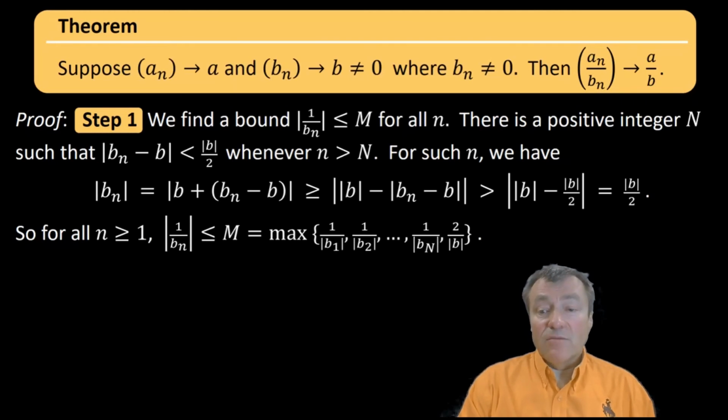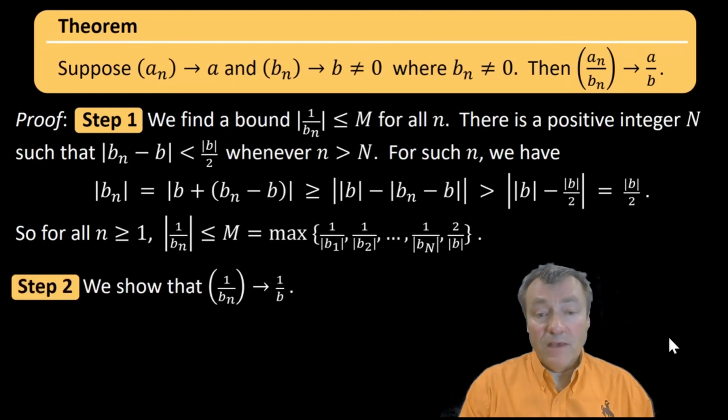That gives us a bound for 1 over b_n, which holds for all but the first few terms. But for those first few terms, just list their size separately and take the maximum to get an upper bound that works for 1 over b_n in the general case. And that's the first step. And the second step is to show that the sequence 1 over b_n converges to 1 over b.